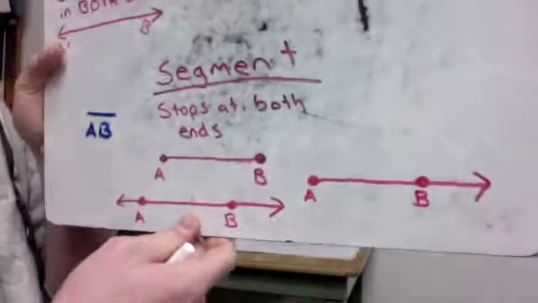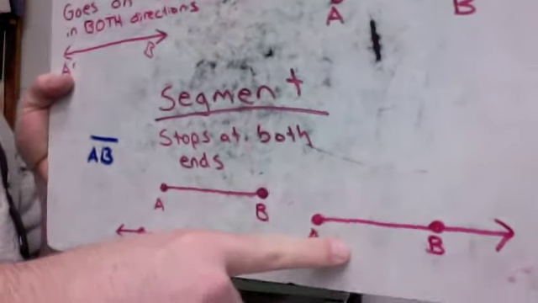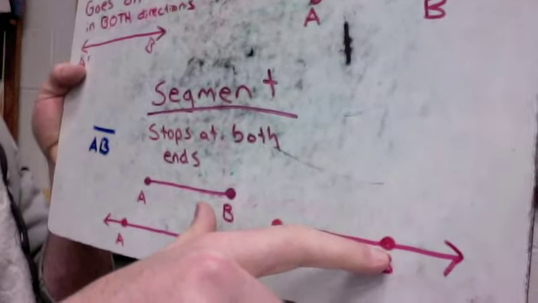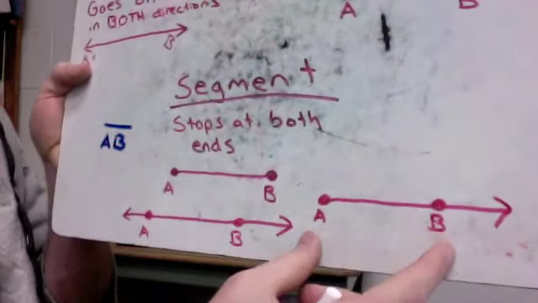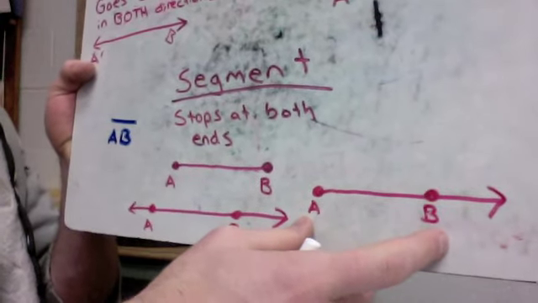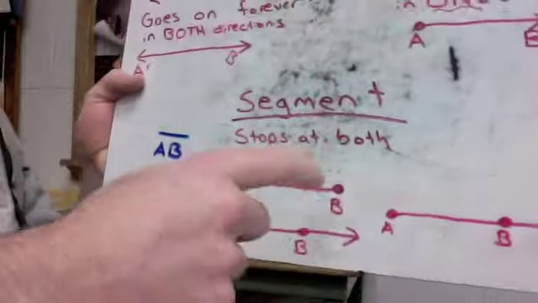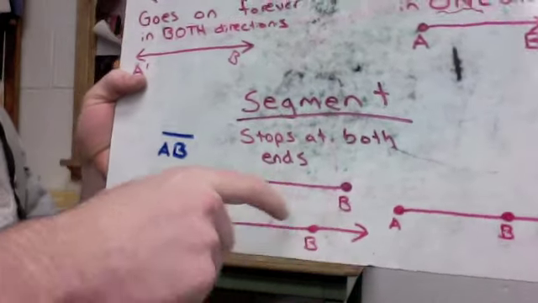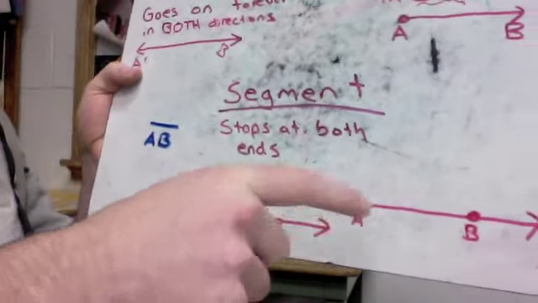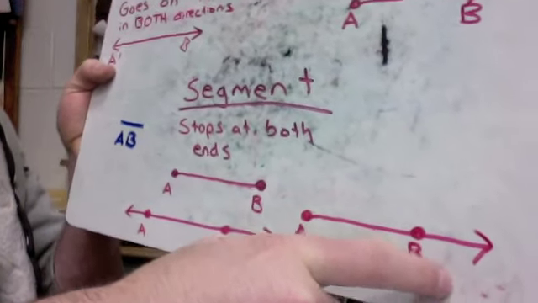Now if I look over here, I've got a ray. But we've got a point right there that is point B. So if we look at this, we have segment AB on this ray. So make sure you look out for that. A segment's going to look like this, but it could be on different things. It could be on a line, or it could be on a ray.